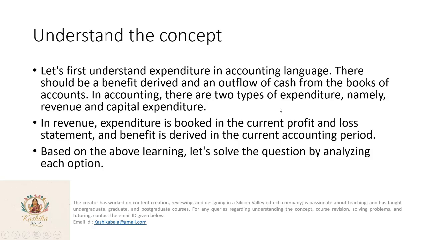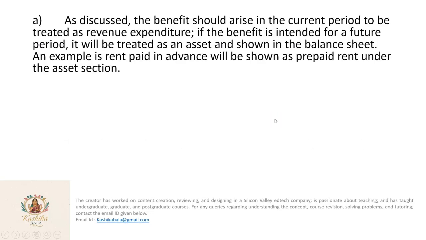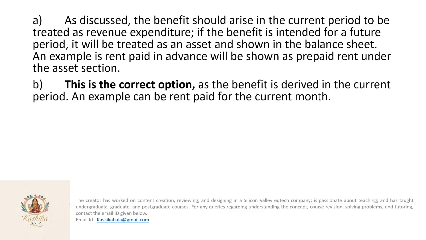Based on this learning, let us solve this question by analyzing each option. In the first option, it is given that the benefit is intended for the future period. In revenue expenditure, the benefit should be derived in the current period. Therefore, this option is wrong. If the benefit is intended for the future period, it will be treated as an asset and will be shown in the balance sheet. For example, rent paid in advance will be shown as prepaid rent under the asset section because the rent is paid in advance.